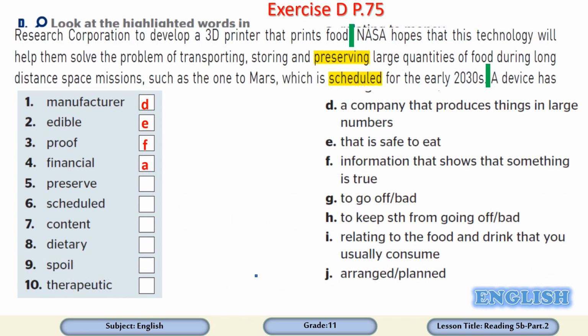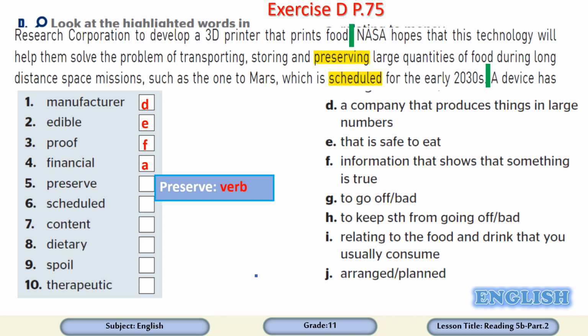Word number 5 now, it's preserve. And in the text, it's preserving. What part of speech can take ing? Yes, excellent. Verbs take ing. So the word preserve here is a verb.